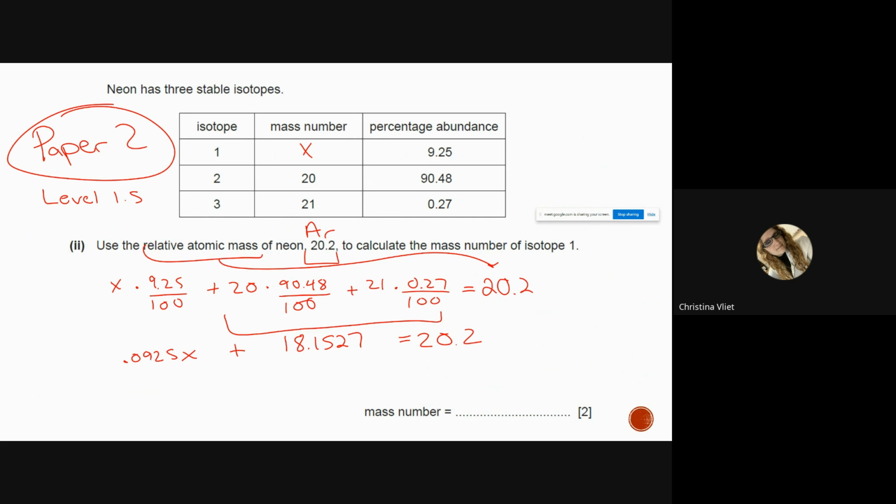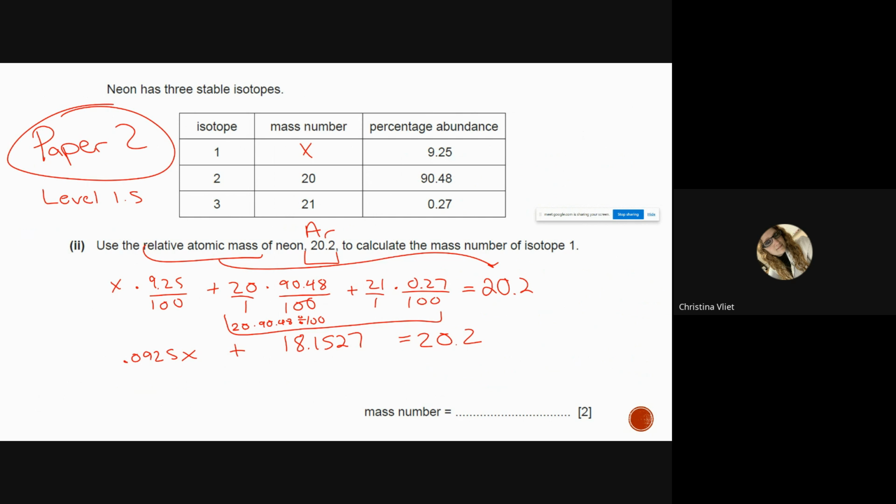How do I do it? I do 20 times 90.48. Just to show you what I put in my calculator, I put 20 multiplied by 90.48 divided by 100. That's the order that I write it in. I go top first and then divide, because remember, the number on the bottom for this 20 is a 1, and the number on the bottom for the 21 is a 1. So that's the way it works. Are you good with that?